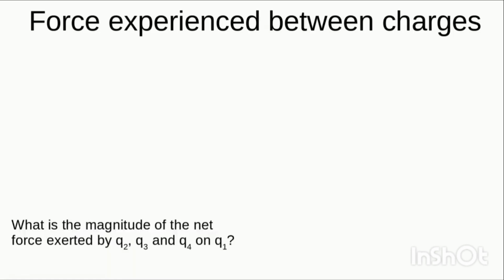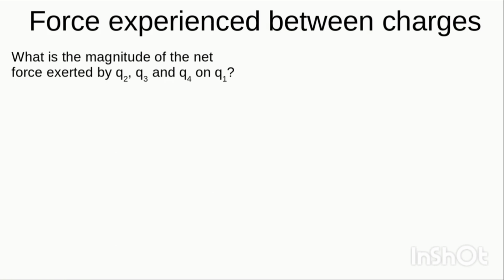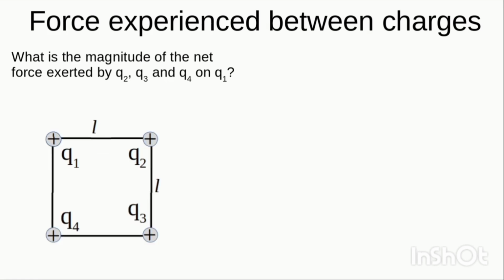And the question we want to solve is given as: what is the magnitude of the net force exerted by Q2, Q3, Q4 on Q1? So the diagram that we are going to be considering is given below. We're asked to find the force of Q2 on Q1, force of Q3 on Q1, and force of Q4 on Q1. And they are all positioned at the corners of a square of length L, right?